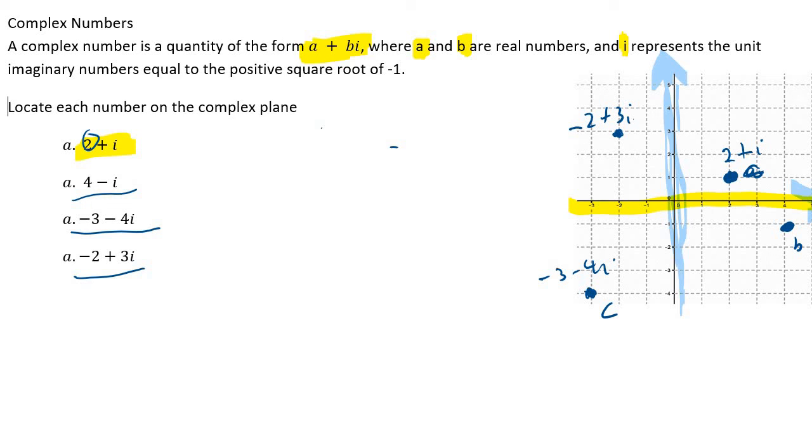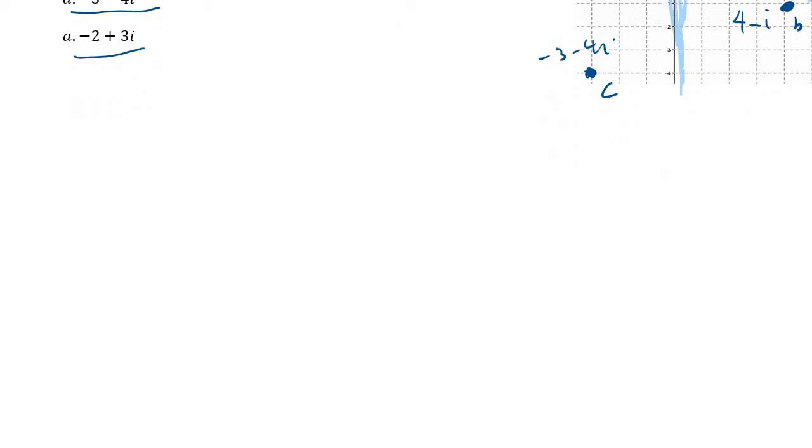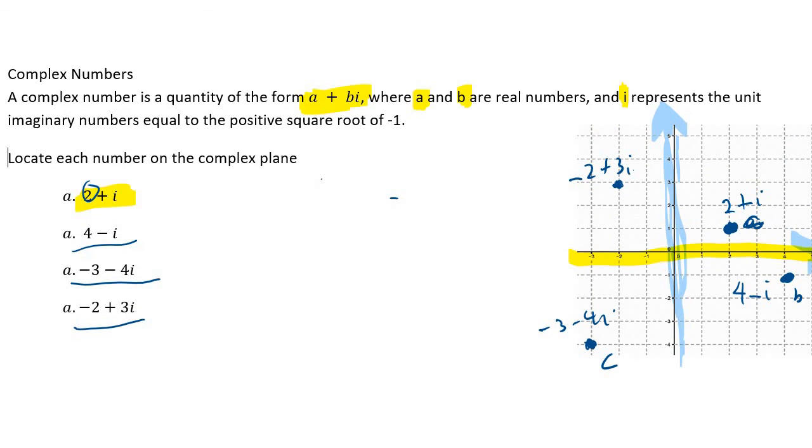And 4 minus i. This is 4 minus i. So basically, that's how to locate complex numbers on the complex plane. Hopefully, this is helpful.